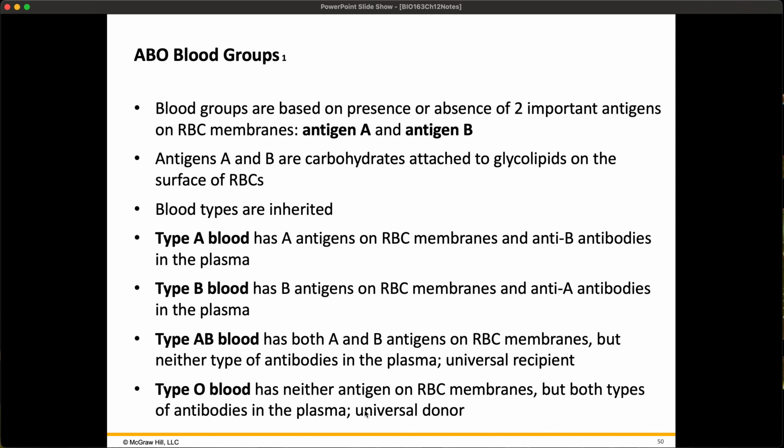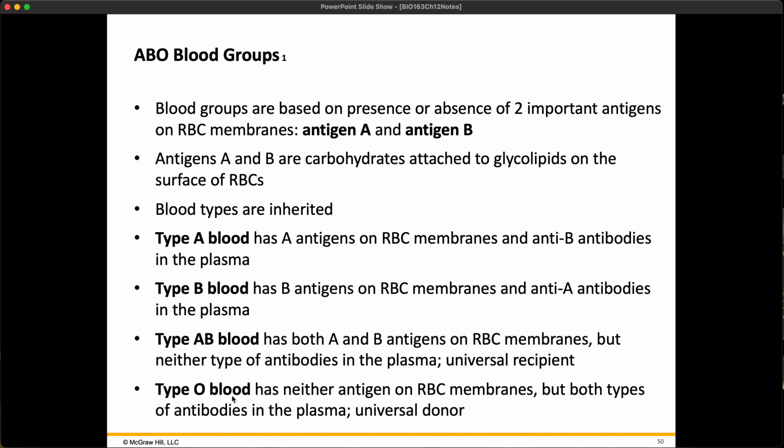Because when you're donating blood, sure, they take out your whole blood, they centrifuge it. When they go to actually do the transfusion, they're usually only giving the red blood cells. So even though type O blood has antibodies for A and B, all they're going to be donating is the red blood cell with no antigens. So type O blood is your universal donor. It can go to AB, B, or A and not cause a reaction.